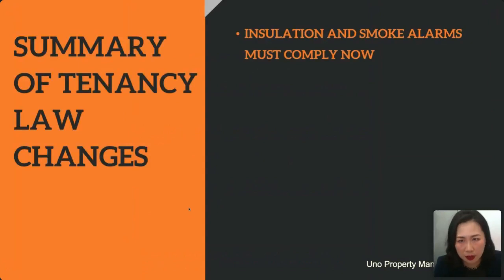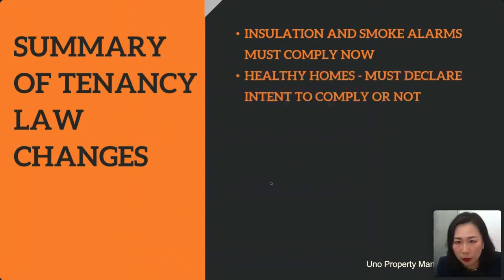So here is the summary. 1, insulation and smoke alarm. You must comply with these now if you have a rental property, investment property. 2, healthy home. For now, you just need to declare your intention, but in 2 months' time, you have to actually know the current level of compliance for your property.